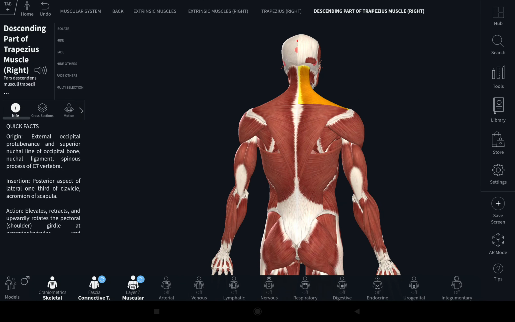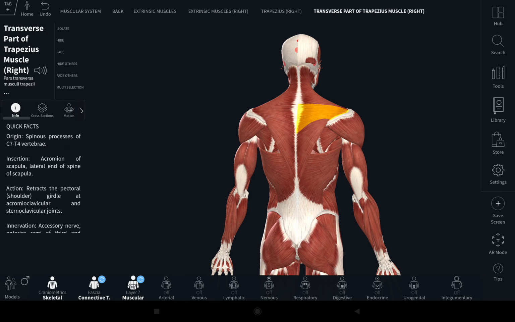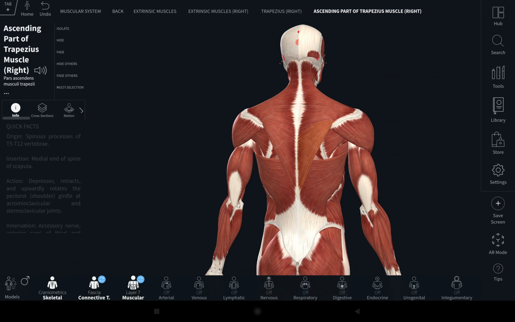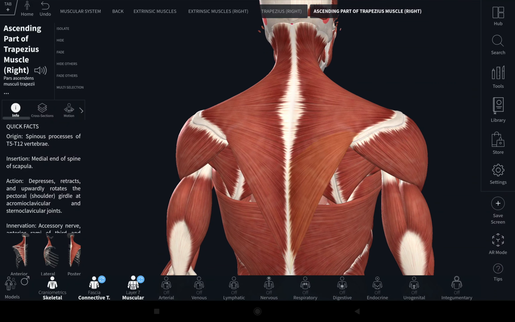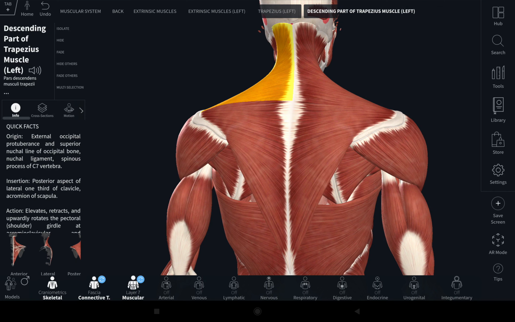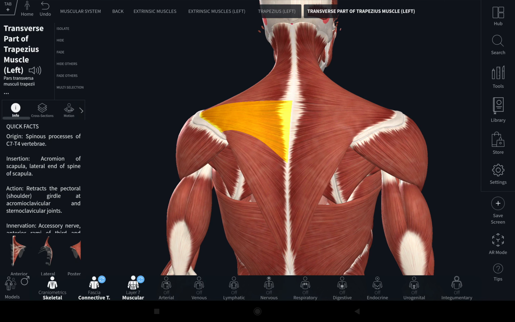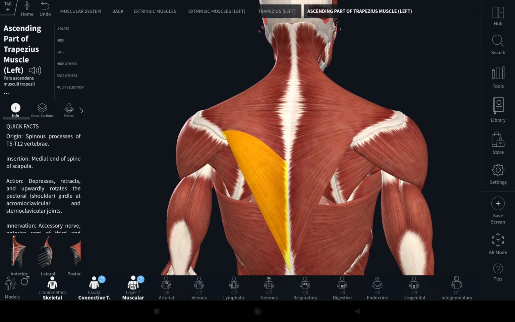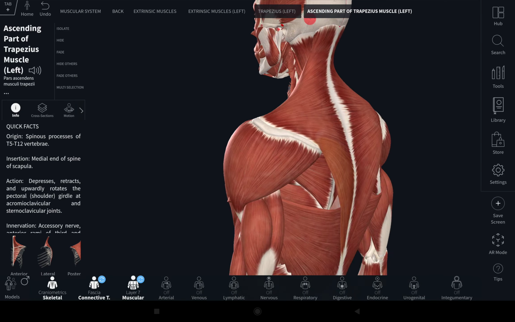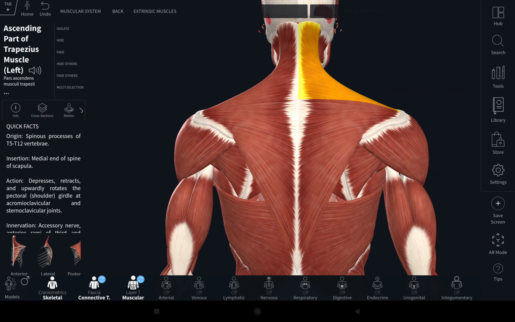It has three parts: descending part of trapezius, transverse part of trapezius, and ascending part of trapezius muscle. Again, look, this is the descending part, this is the transverse part, and this is the ascending part of trapezius muscle. Now we remove the trapezius muscle.